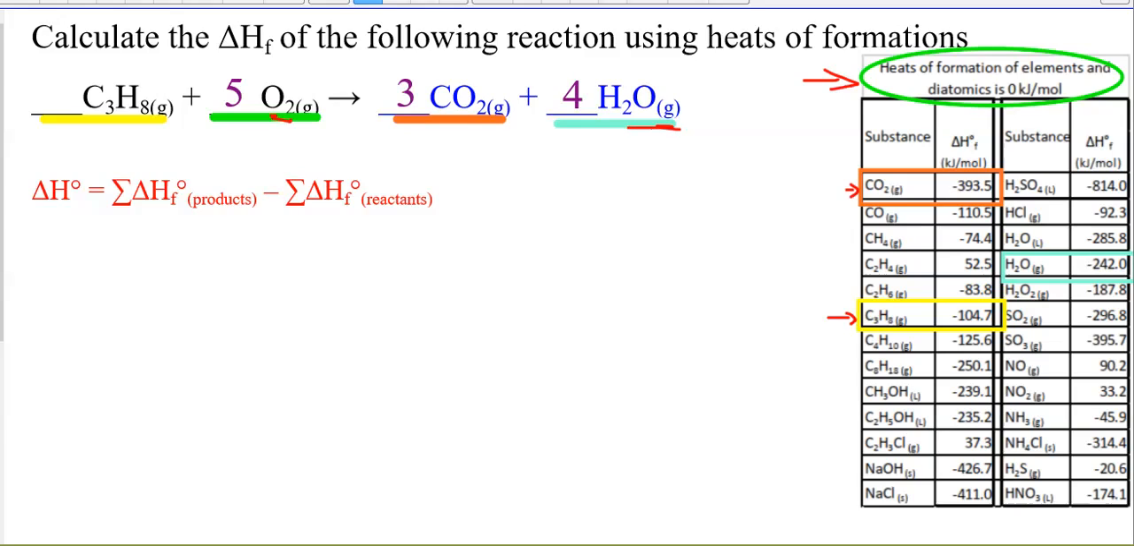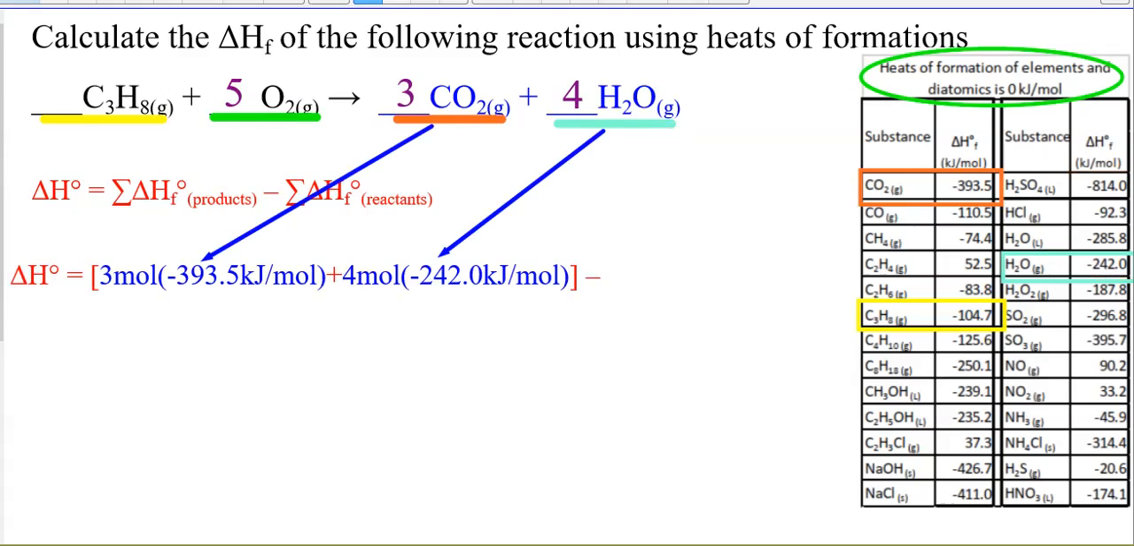And I'm using gaseous H2O, so gaseous water, which means my overall heat of formation enthalpy value is going to be negative 242.0 kilojoules per mole. So finding your table, your numbers is not that hard. Just have to look at the chart. And then you set up your actual equation.